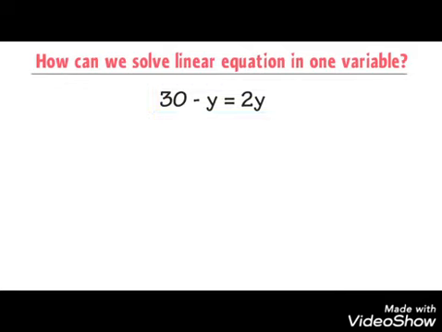Now dividing both sides by 3. 30 divided by 3 is equal to 3y divided by 3. Thus we get y is equal to 10.